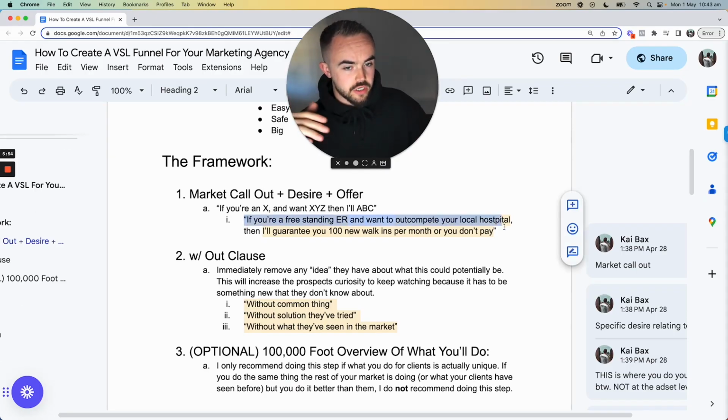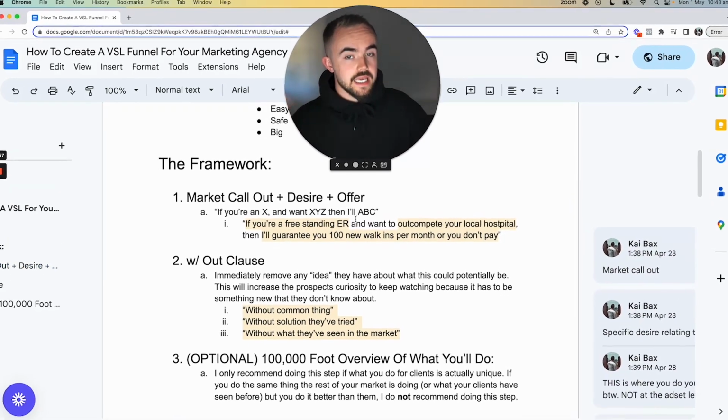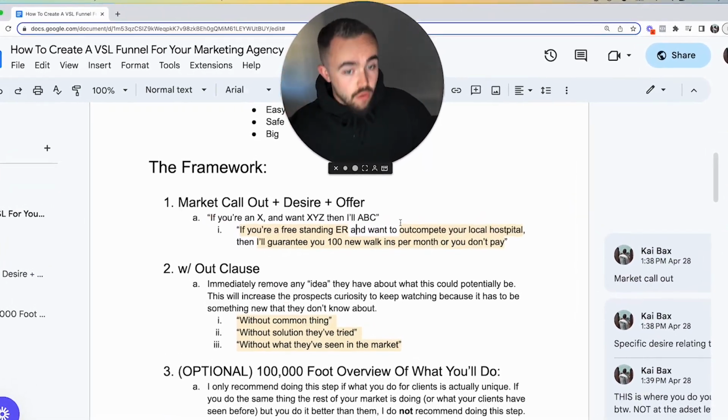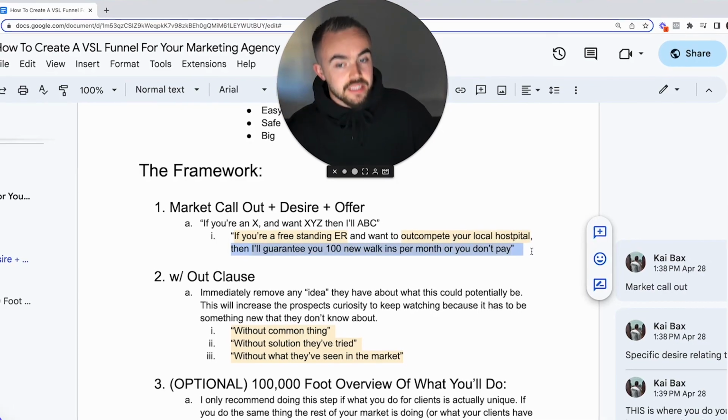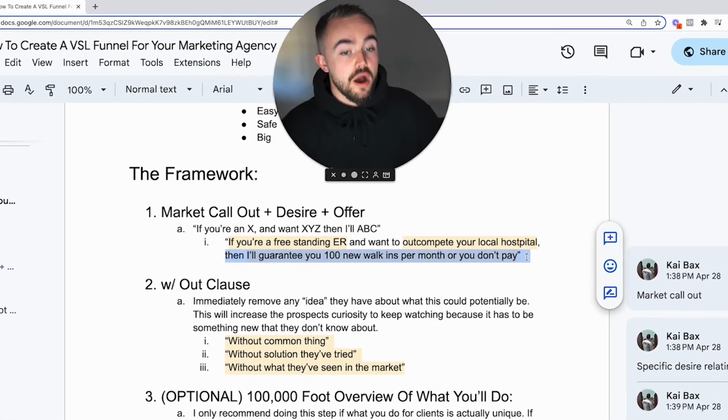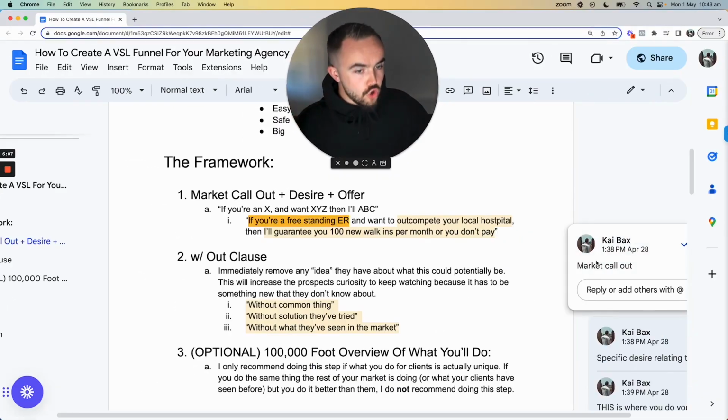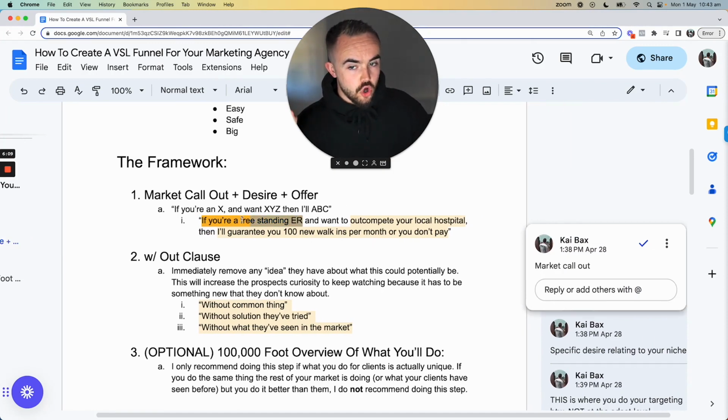So how would this look as an example? Well, if you're a freestanding ER, emergency room, and want to outcompete your local hospital, then I'll guarantee you 100 new walk-ins per month, or you don't pay. Now, a couple of things here. Obviously, that's the market call out. So you're calling out the market, okay?